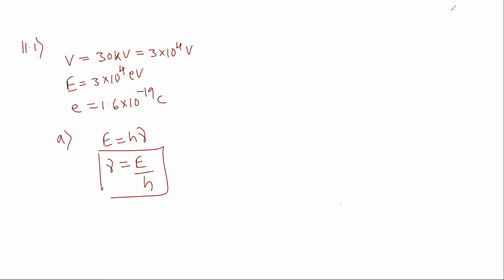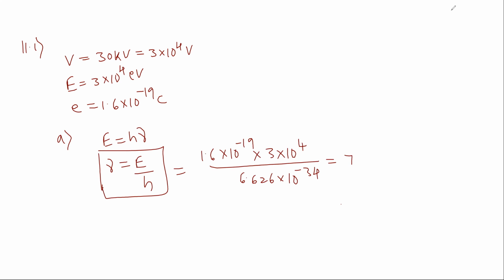Putting the formula and calculating, what is the value? 1.6 into 10 to the power of minus 19 into 3 into 10 to the power of 4 divided by 6.626 into 10 to the power of minus 34. When we simplify, nu we got is 7.24 into 10 to the power of 18 hertz. Hence maximum frequency of X-ray produced is 7.24 into 10 to the power of 18 hertz, that is the answer.